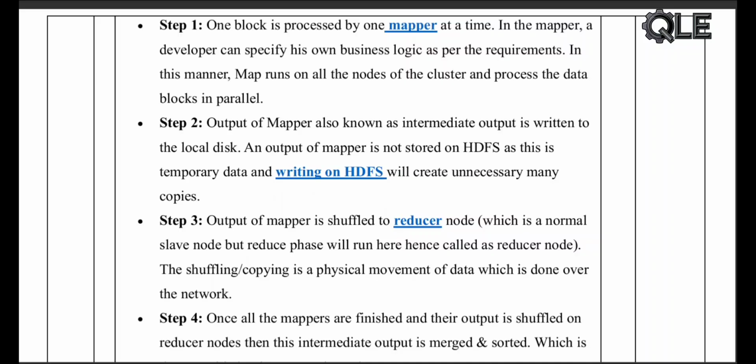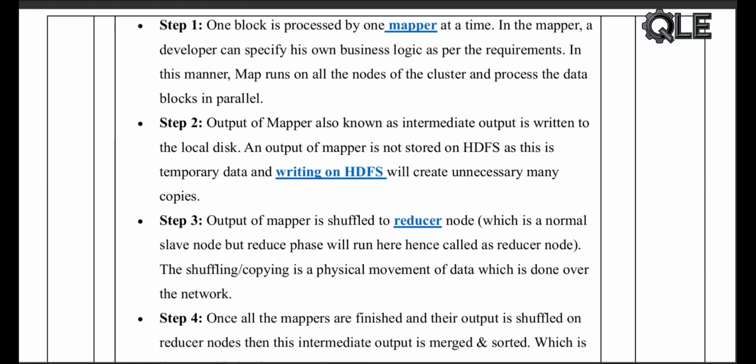Step 2. Mapper output. Intermediate data. Each mapper processes its data using user-defined logic written in the map function. The output from each mapper is stored on the local disk, not in HDFS because it's temporary.